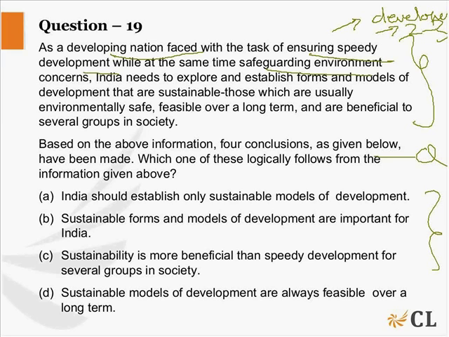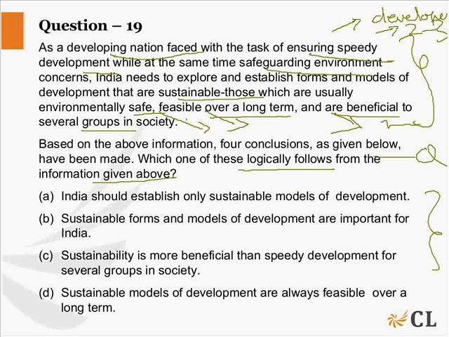Environment concerns, India needs to explore and establish forms and models of development that are sustainable, those which are usually environmentally safe, feasible over a long term, and are beneficial to several groups in the society. So he is saying three things. One is safety, second is feasibility over a long term, and third is being beneficial to many, right? Now, based on the above information, 4 conclusions as given below have been made. Which one of these logically follows from the information given above?